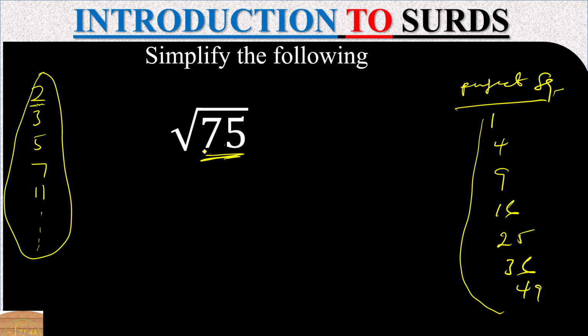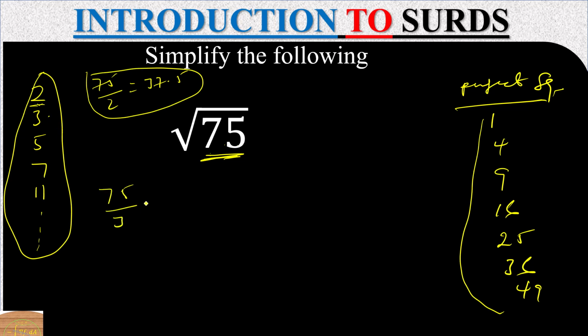75 divided by 2 is giving you 37.5, so we are not taking that. Now let's move to 3. 75 divided by 3 is giving us 25. 25 is a perfect square. Check this, it's a perfect square. So we are taking this. So we use 3. Then the answer is root 75. So we are going to change this 75.